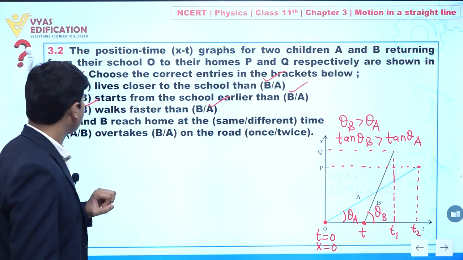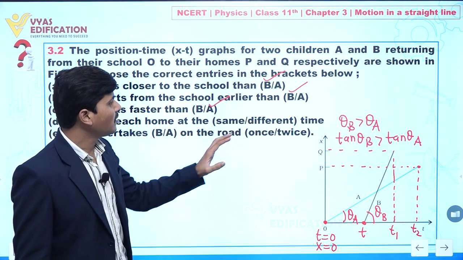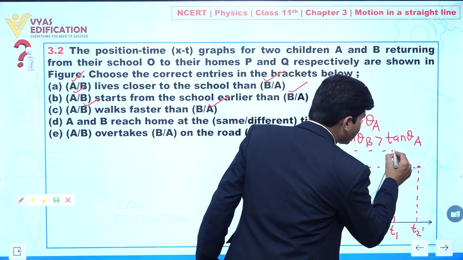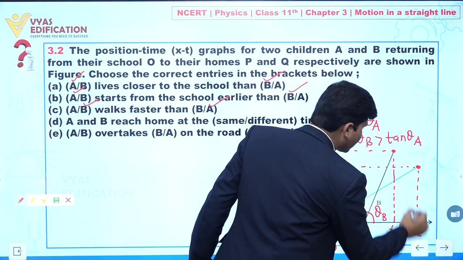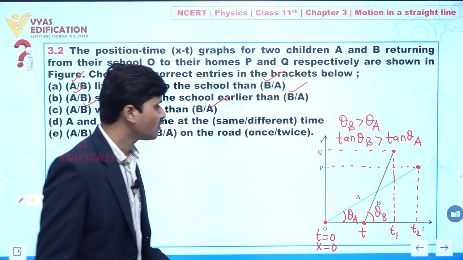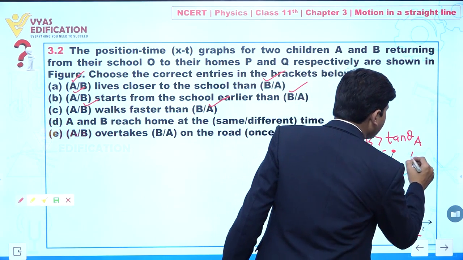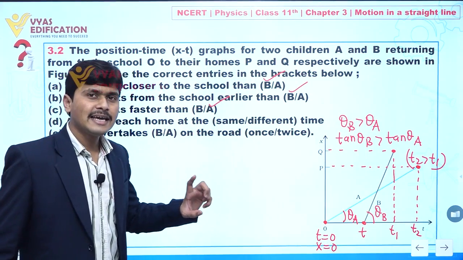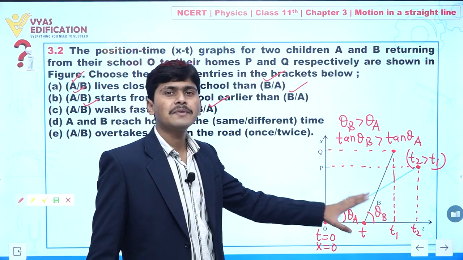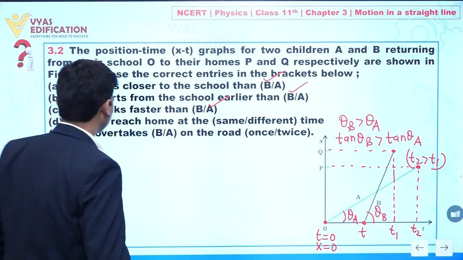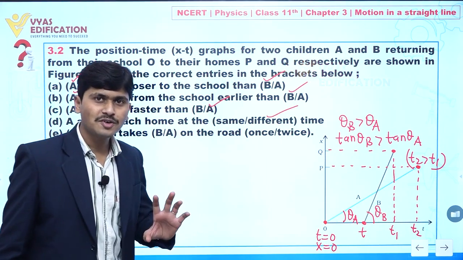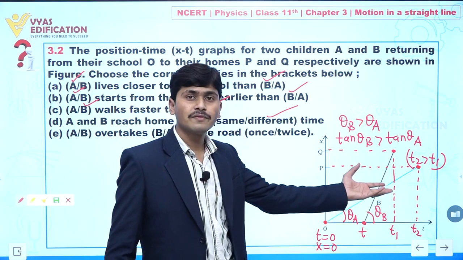Now we are going to discuss part number 4. In part number 4 it is asked whether A and B reach home at the same or different time. Now you can see if we consider this point, definitely we have different times. Yes or no? And from here you can say T2 is greater than T1. It means child A is taking more time compared to B. Yes or no? It means A and B reach home at different times. This is clear to you from this graph.